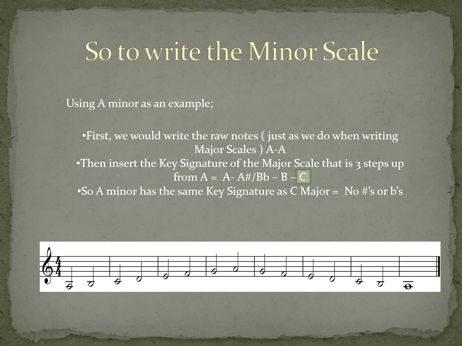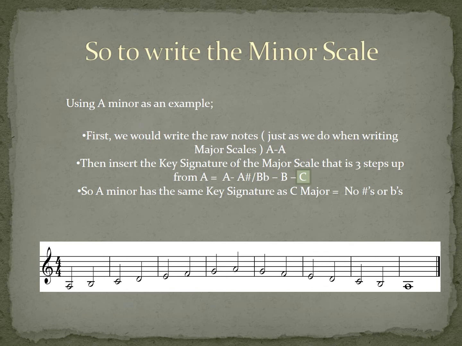So now it comes to writing the minor scale. We've got an idea how we find the major key, the relative major, to understand what key signature it shares. So let's use A minor as an example now to write this scale out. First, you would write the raw notes out, just like when we did the major lessons, major scales. Then we write A to A, and as you can see in the example, I've done it ascending and descending.